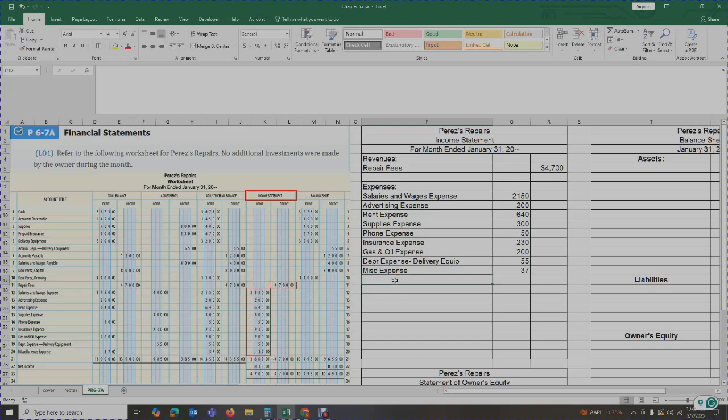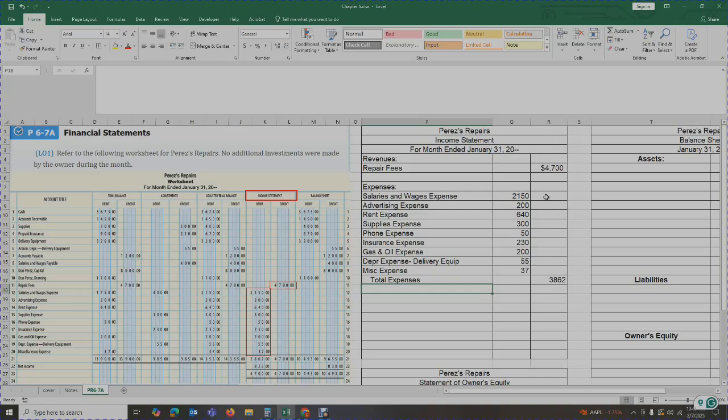Now that I've got that, I can calculate my total expenses. I'm going to do the sum of all of these numbers, and because I'm using Excel, it's much easier. I've got 3,862. So then you ask yourself, I've got revenues of 4,700 and expenses of 3,862. The 4,700 is the money that you generated out of your repair fees. The 3,862 is basically the cost associated with running your business. You had to spend $3,862 to be able to generate your fees.